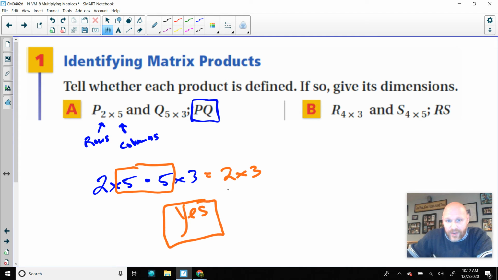I may ask you on the quiz, what are the dimensions of the answer matrix? And you would just tell me, Mr. Studer, it's a 2 by 3 matrix. Good stuff. All right, let's keep moving.